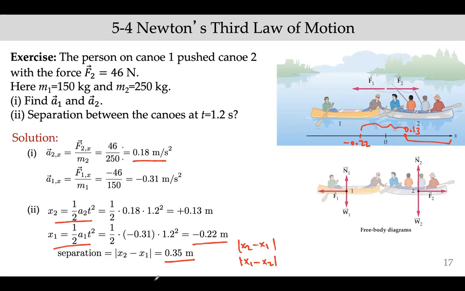Now, one thing that you have to notice here is, even though the forces are the same, just like the apple and the earth problem, their accelerations are different. One of them is 0.18, the other is 0.31 meter per second squared. And why are they different? Because the masses are different. Because the accelerations are different, each canoe moves at a different rate. The second one has more acceleration, so the second one moves actually more in that given time. Okay, let's move on.